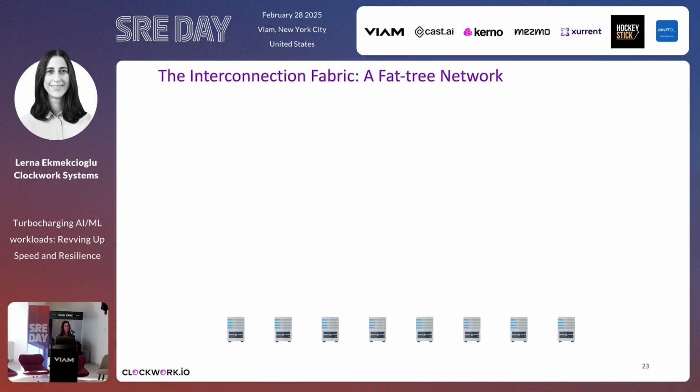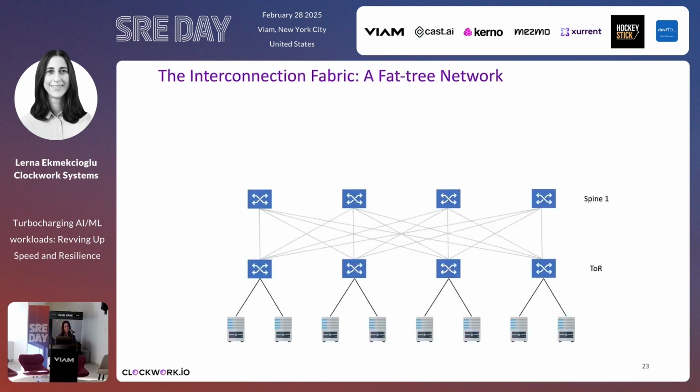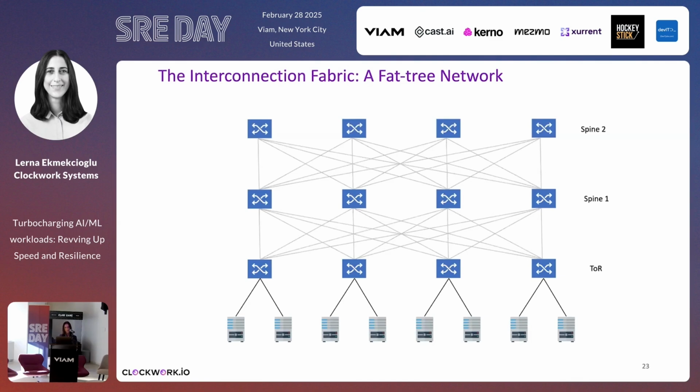And in terms of the topology themselves, what we see is typically a fat tree network. So you have the GPU nodes at the bottom. You have the top of rack switches, whether or not you have a rail optimized design. You have the spine layer switches, and you have core layer switches.